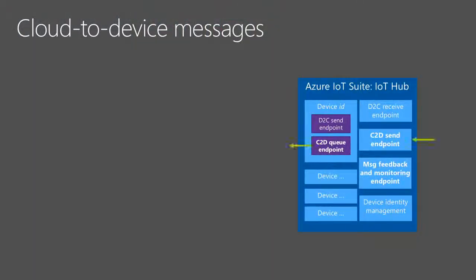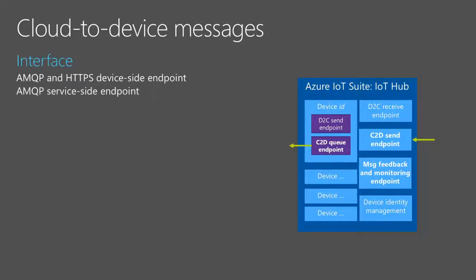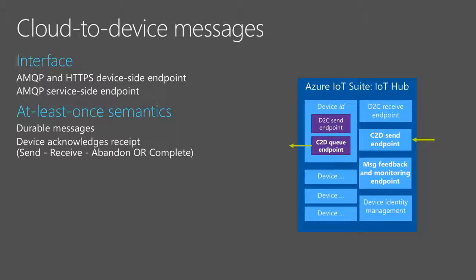Cloud to device messages are basically the opposite stuff. You send something to your cloud to device send endpoint from the backend, and the device gets it from the queue endpoint. Now, of course, here the big difference is that we effectively are keeping one queue for every device. So those messages are durable and they are reliable.